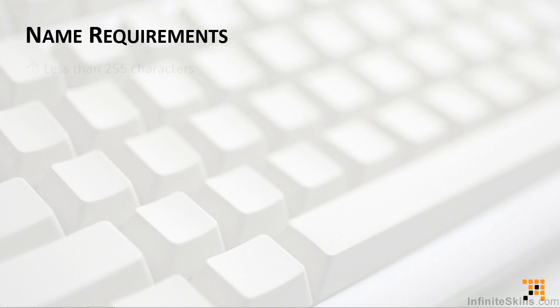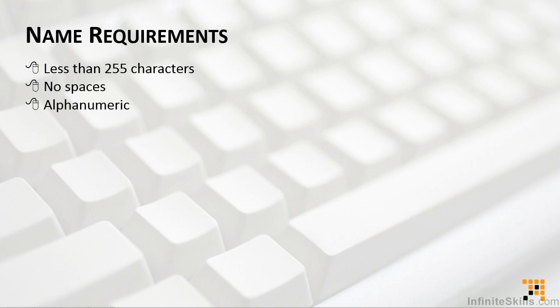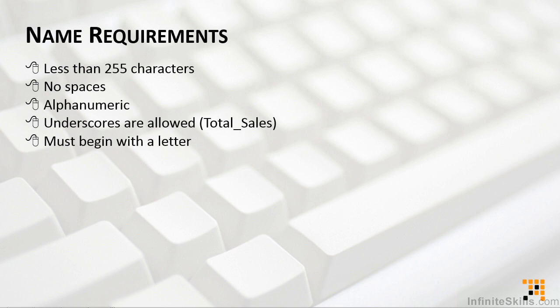So what are the requirements when you make a name? Well, they're pretty simple, and fortunately, Excel will tell us if we make an error. Basically, they need to be less than 255 characters. In other words, keep it short and sweet. They cannot contain spaces, and they should be alphanumeric. Underscores are allowed. For example, total underscore sales, but no other special characters are allowed, and they must begin with a letter. Another important thing is that they can't resemble a cell reference.